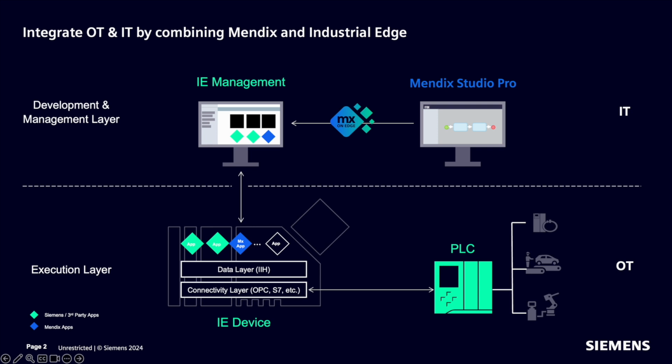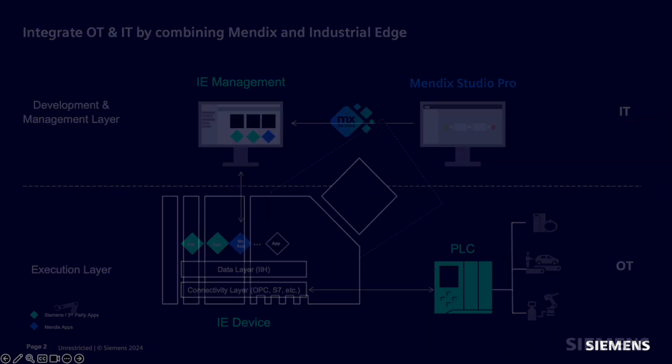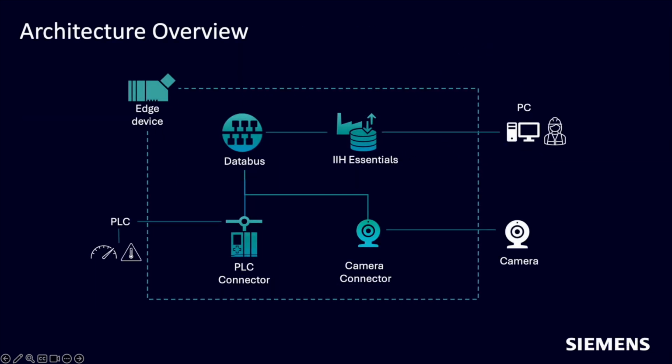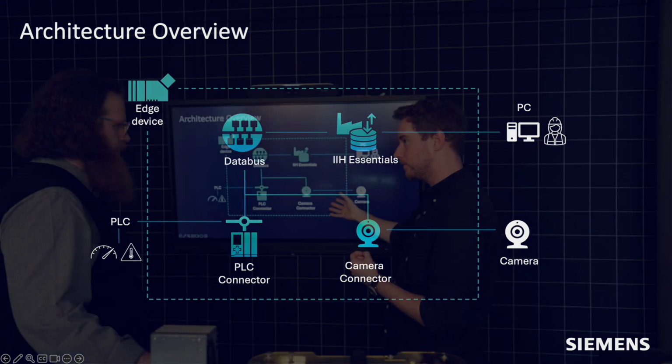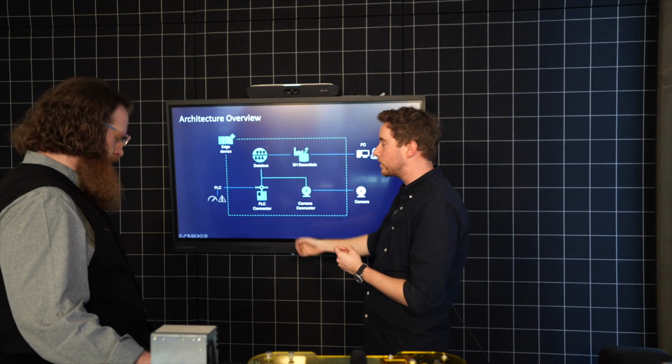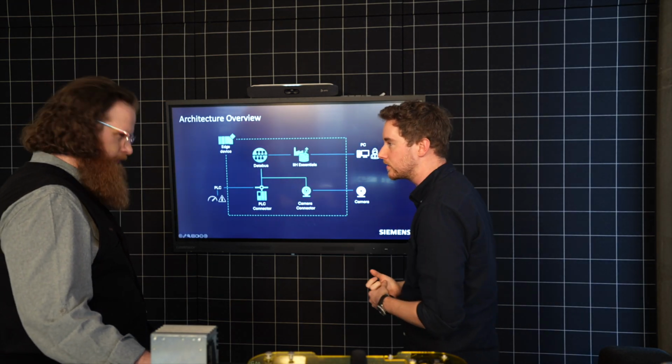If we take a closer look at this, and I think this is the real value of Mendix on Edge, it's this microservice architecture, right? Everything is a reusable component, everything again you can plug and play, and it works perfectly with the existing Industrial Edge software. For example, the data bus, for example, the IIH Essentials.